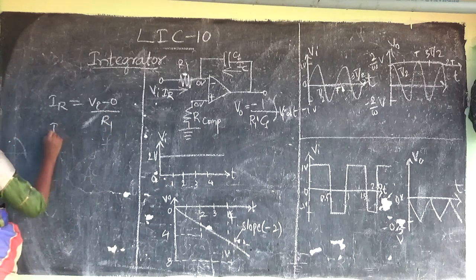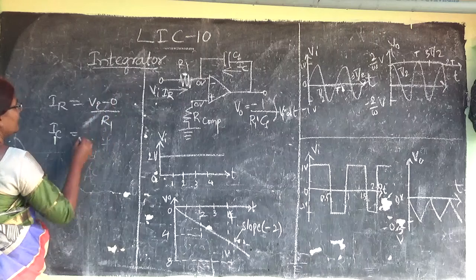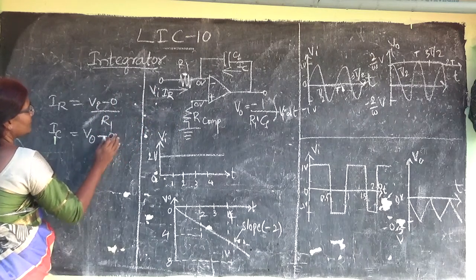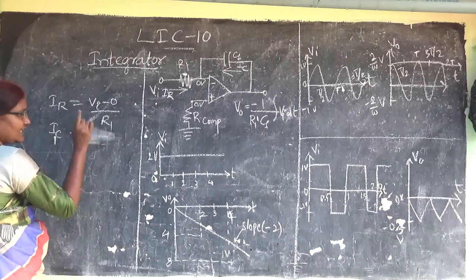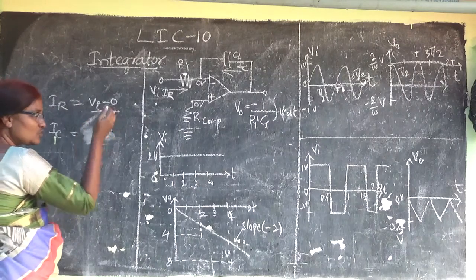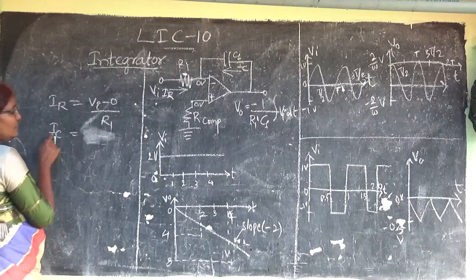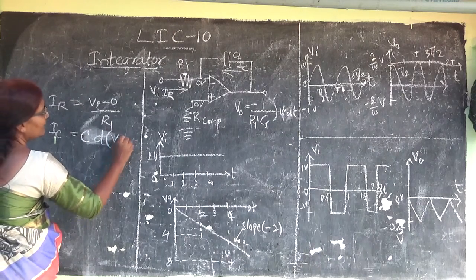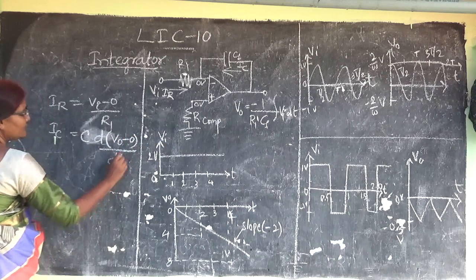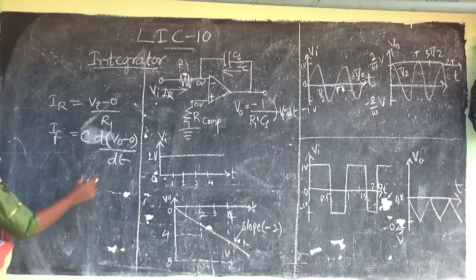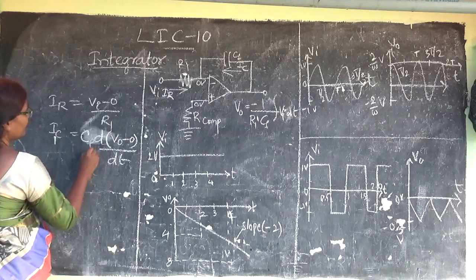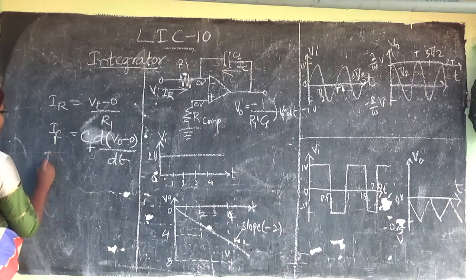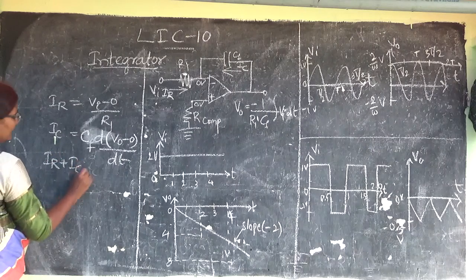Next, what is IC? Current flowing through the capacitor. So this is nothing but V naught minus 0. So already we have seen that when any current passes through the capacitor, IC will be nothing but C d(V naught minus 0) by dt. So here CF is the capacitance. Now IR plus IC will be 0.